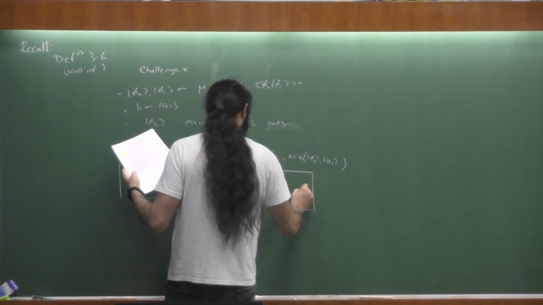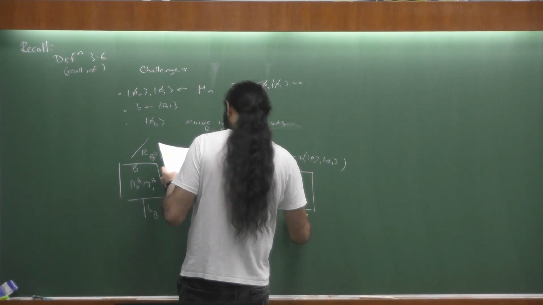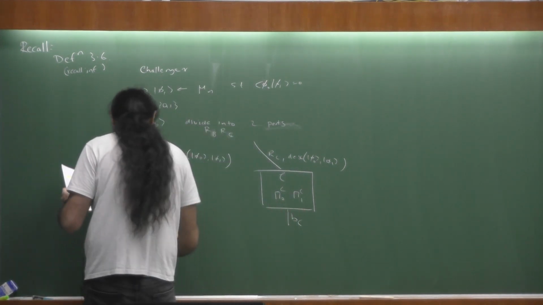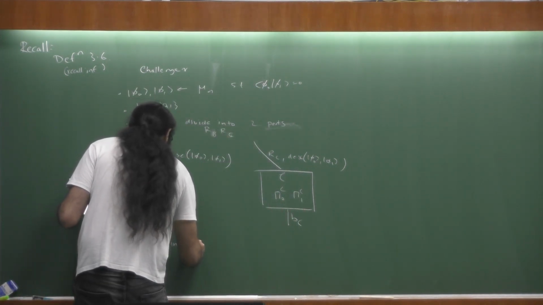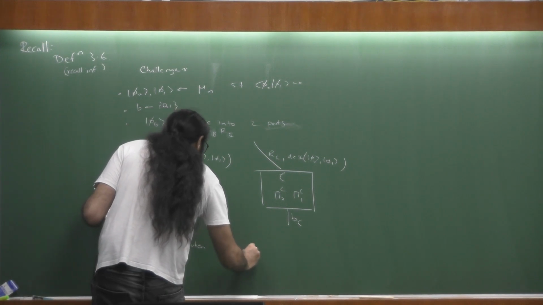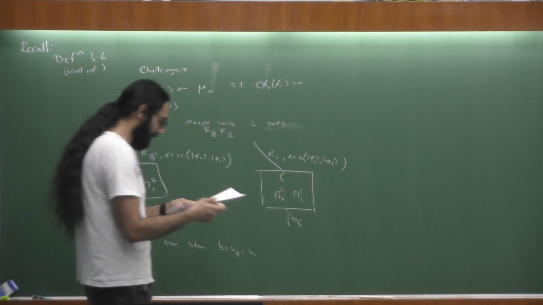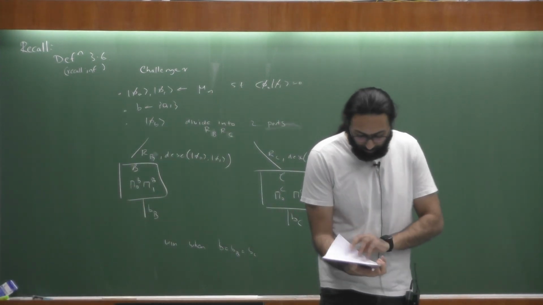But these measurements can be different, right? They don't have to be the same. And then they output b_B and b_C, and you win when b equals b_B equals b_C, right? So this was the game that we were looking at.